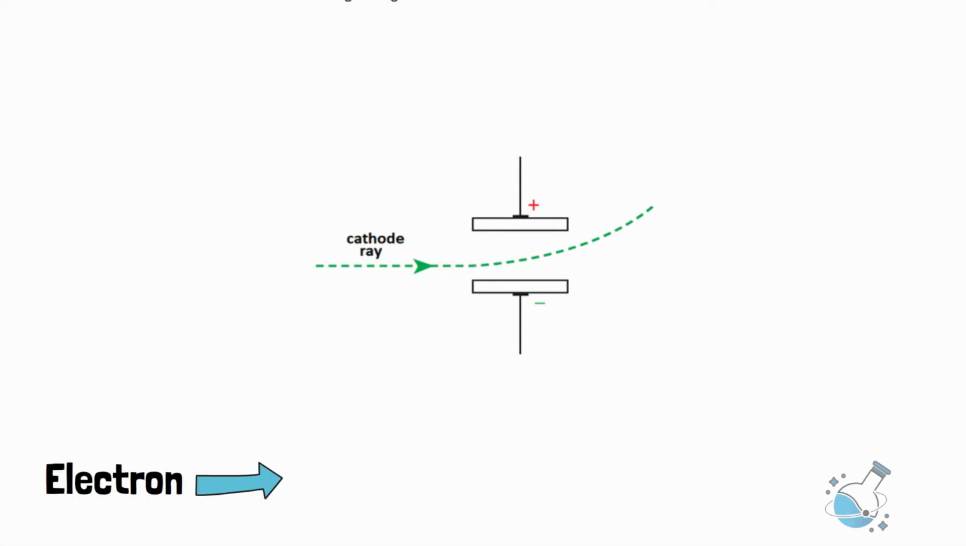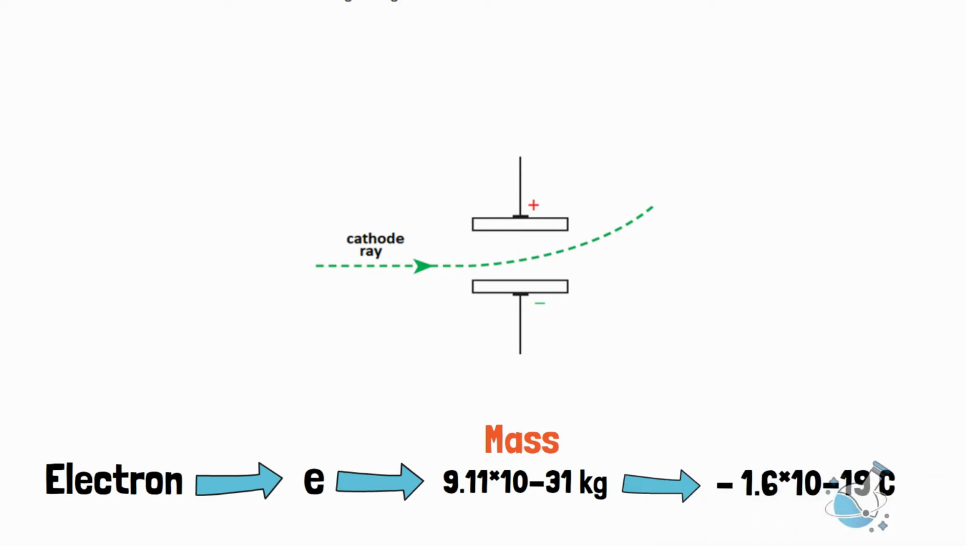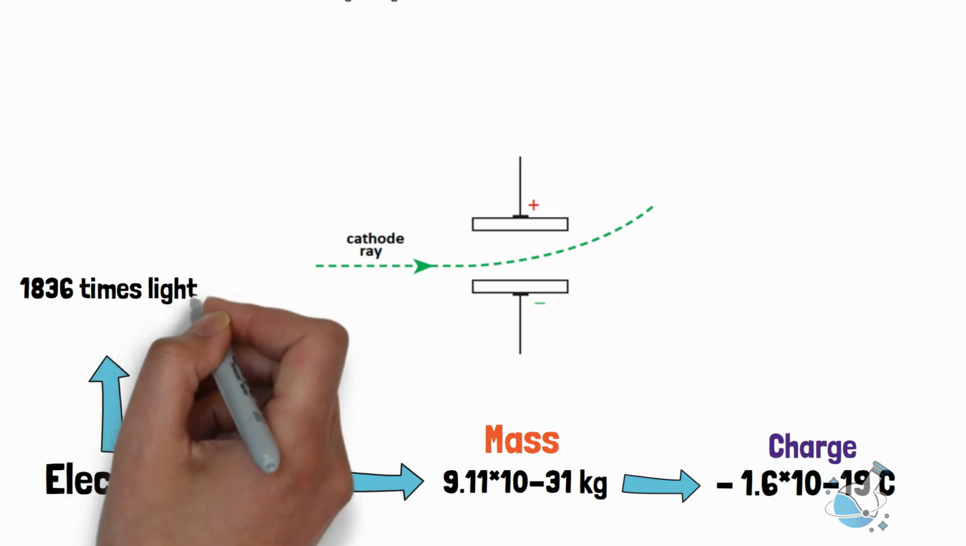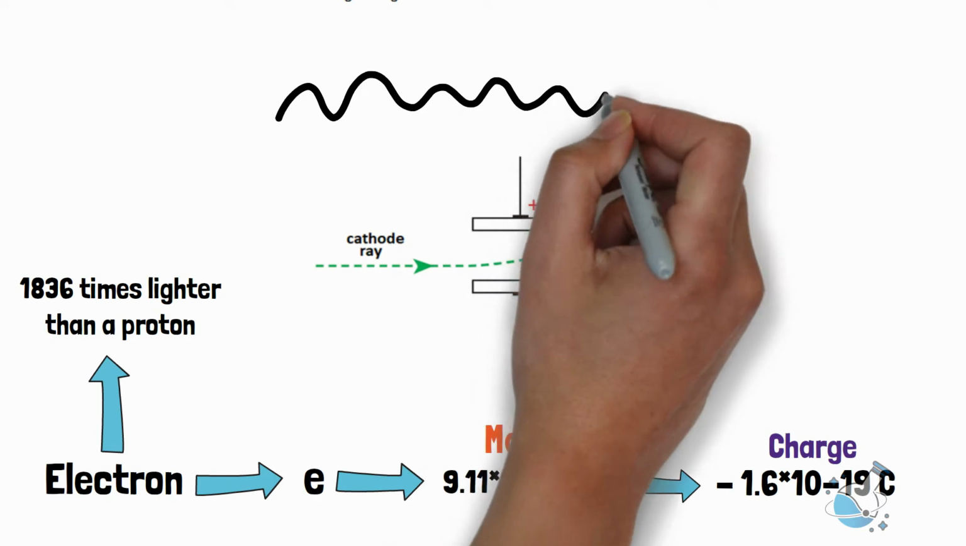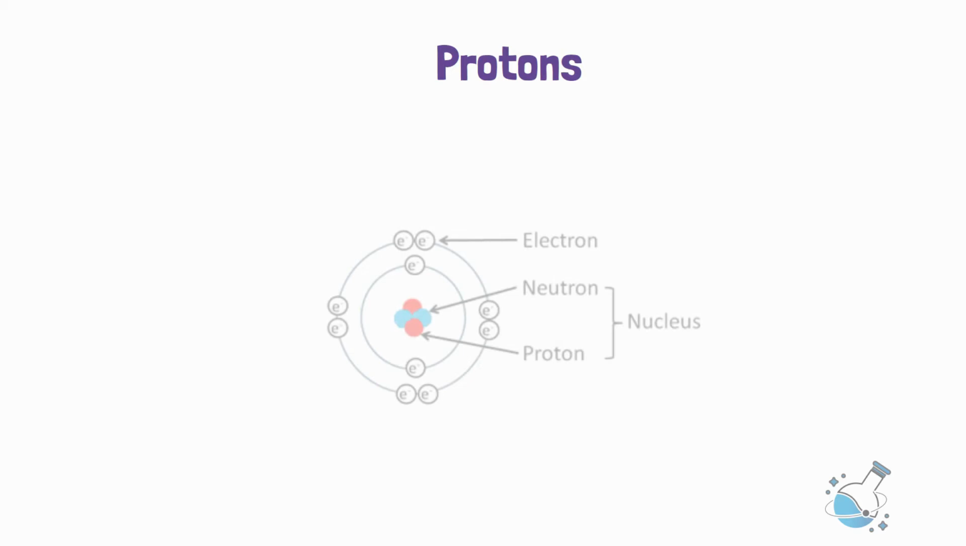Electrons are denoted by the letter e. It has a mass of 9.11 × 10^-31 kg, and it has a charge of -1.6 × 10^-19 coulomb. An electron is almost 1,836 times lighter than a proton, and due to such a small mass, it has effective wave nature. Protons are positively charged particles that can be found in the nucleus of an atom. Protons were discovered by Rutherford in 1917.